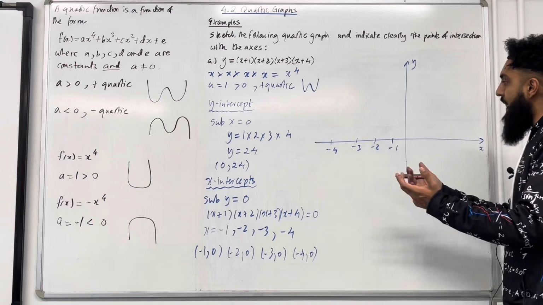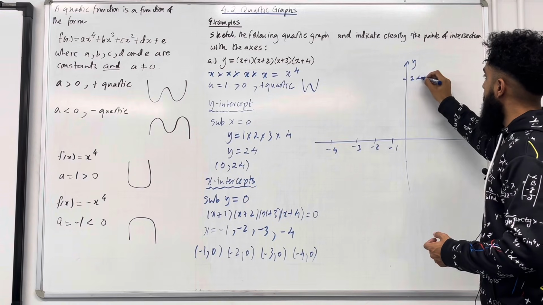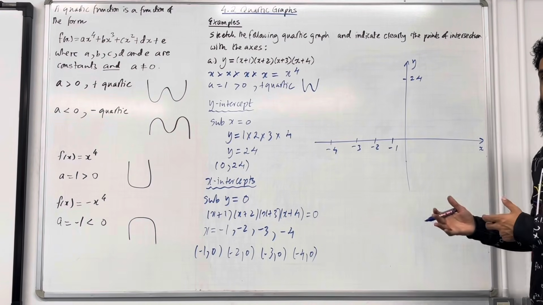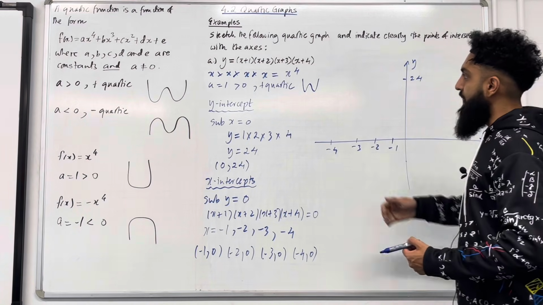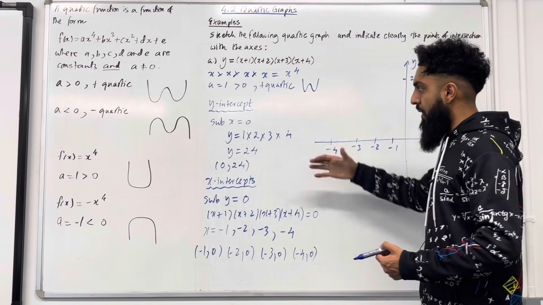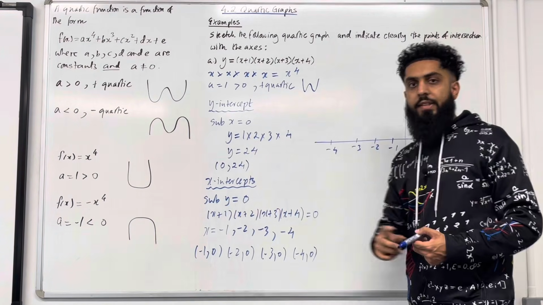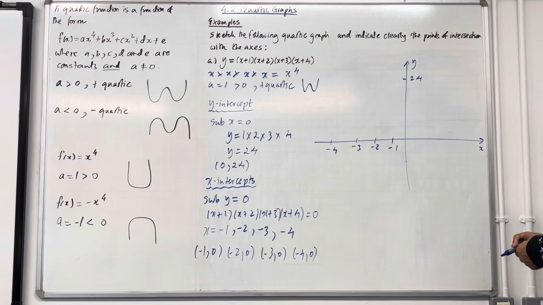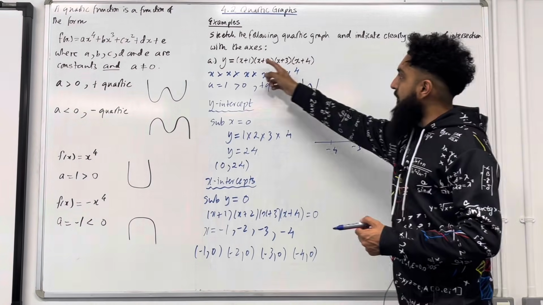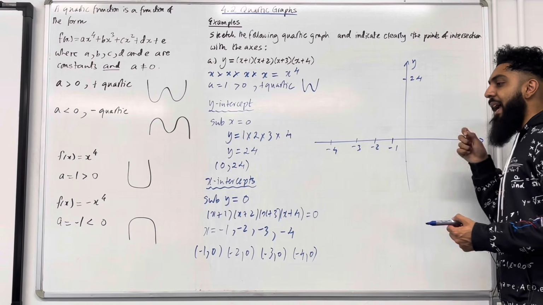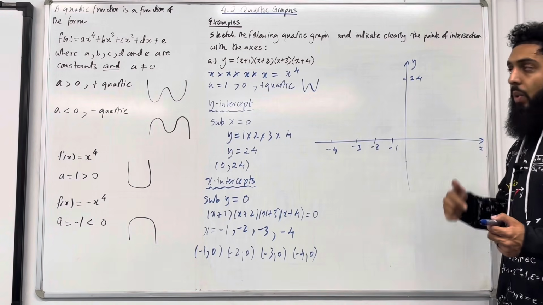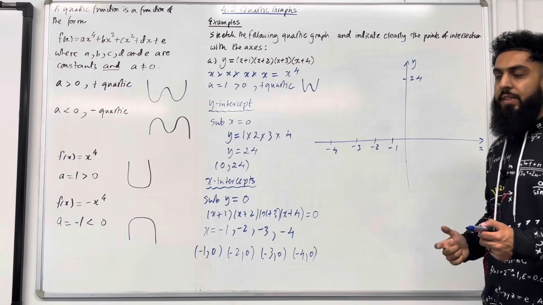And my y-intercept is 24. This is a sketch, it's not accurate. The key things that you get marks for is the shape of the quartic, the y-intercept, and the x-intercepts. Notice that in the equation there are no repeated factors, so the curve will not bounce at any of the x-intercepts. What it will do is cut the x-intercepts.